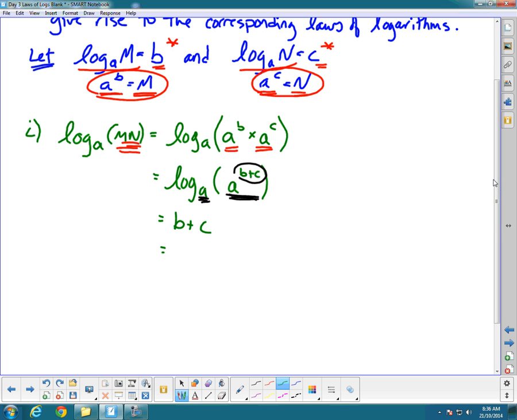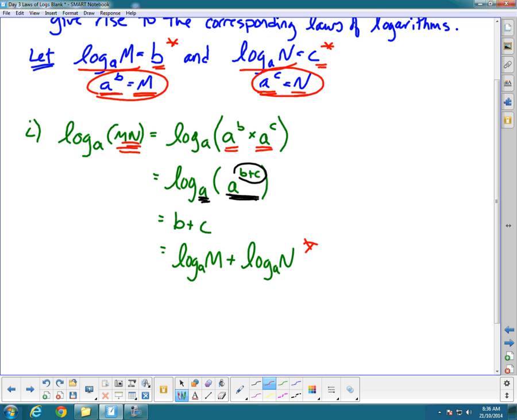B is the same as log M base A. And C is log N base A. And this is the law that I wanted you to discover.